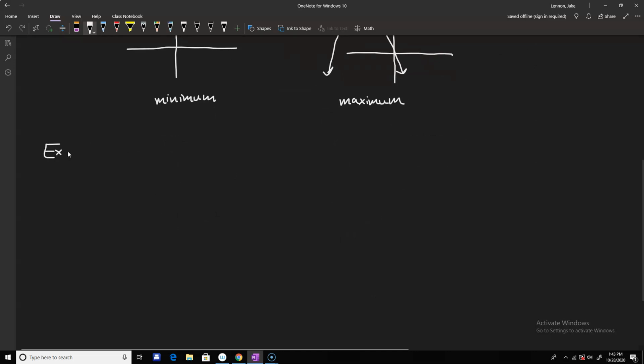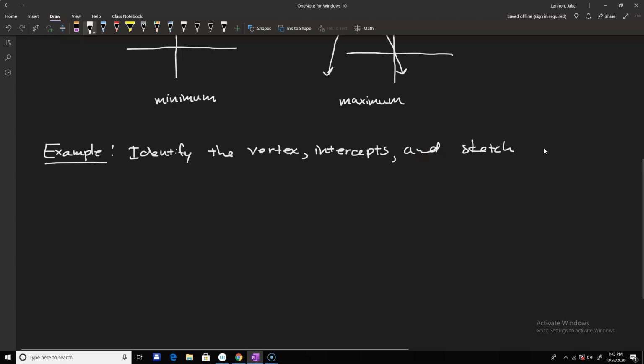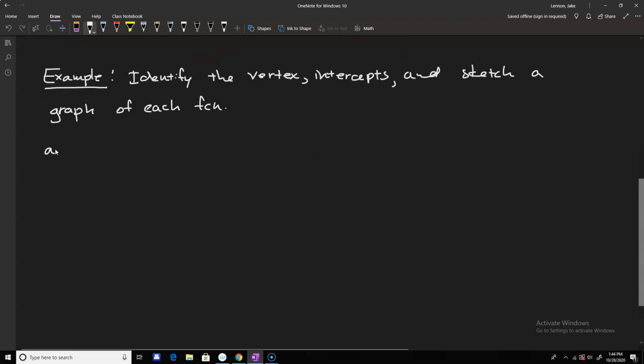Example: identify the vertex, intercepts, and sketch a graph of each function. Okay, so let's go ahead and do that. Let's say our first function is f of x just equals x squared minus 2x plus 3.